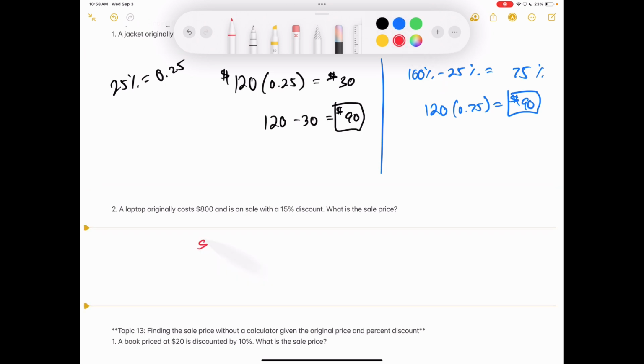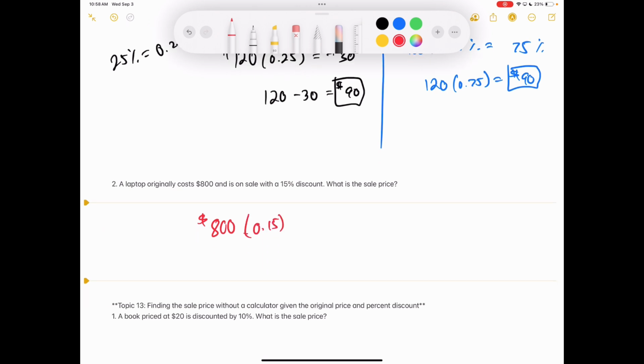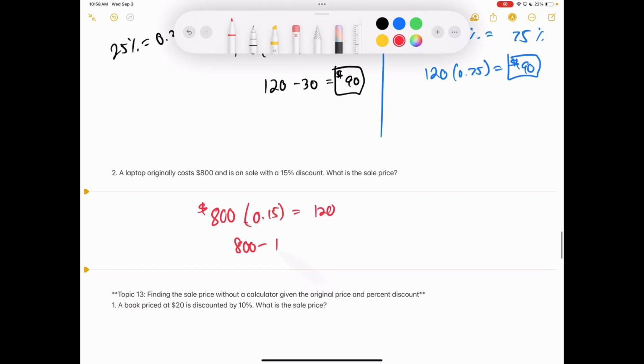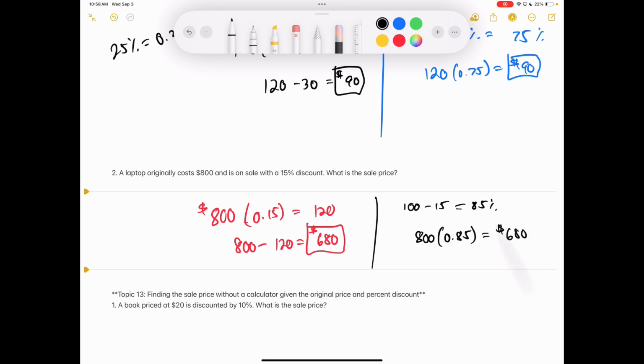So this one, a laptop originally cost $800 with a 15% discount. So that would be $120 off. So 800 minus 120 would be 680. Or 100 minus 15 is 85. I'm paying 85% of it. So 800 times 0.85 would also be 680.